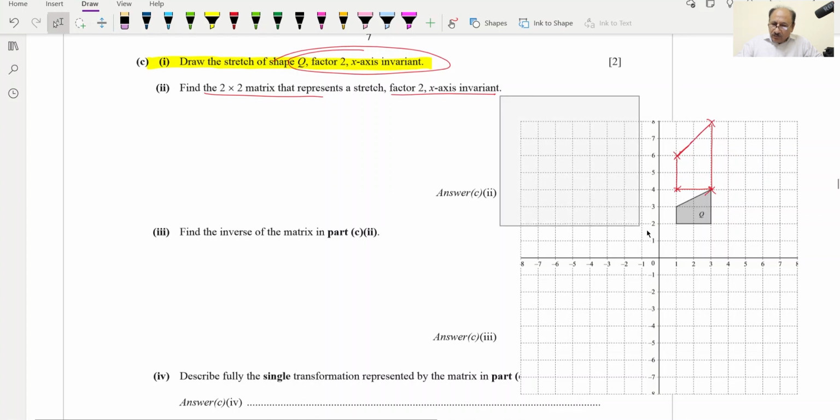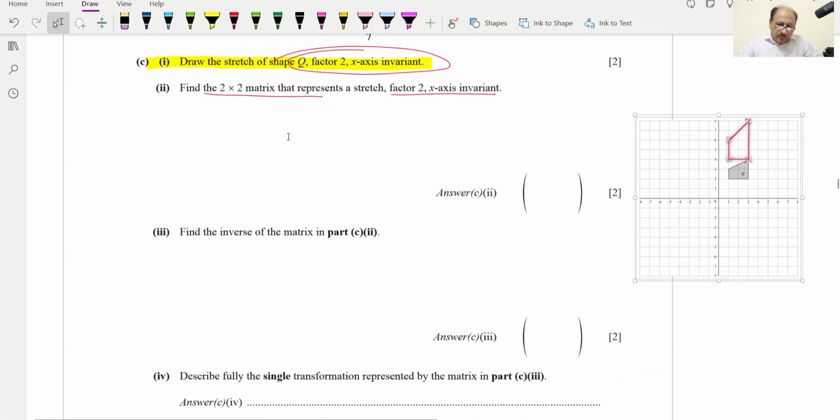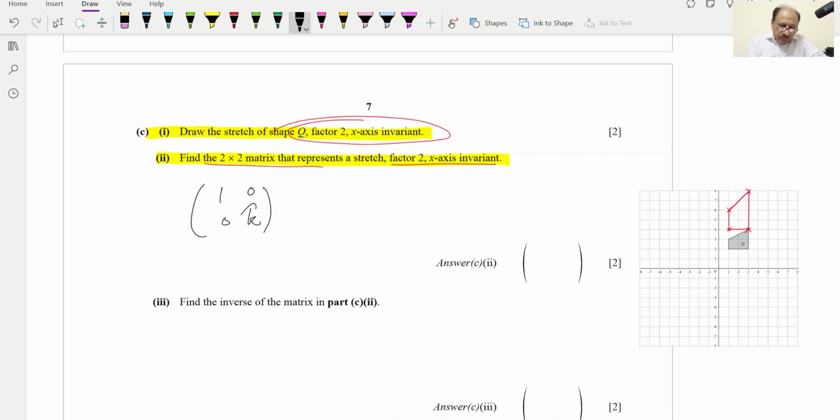Hopefully you understood this. Now we can reduce this back so that it should not disturb our question. Now second part is find the 2 cross 2 matrix that represents a stretch factor 2, x-axis invariant, and we know that is 1 0 and 0, and k is the value which we are changing by this factor. So we can write this matrix will be 1 0 0 and 2, and this will be 2 marks part.